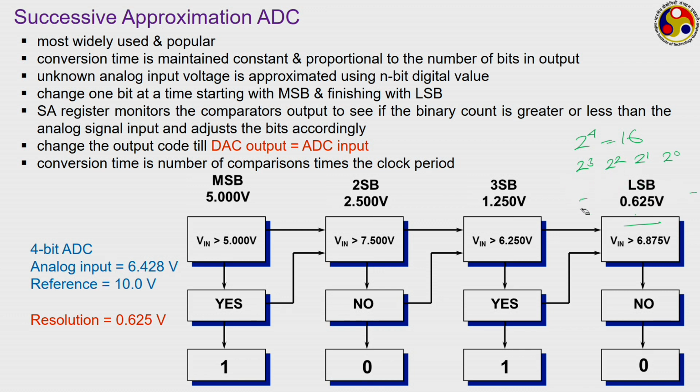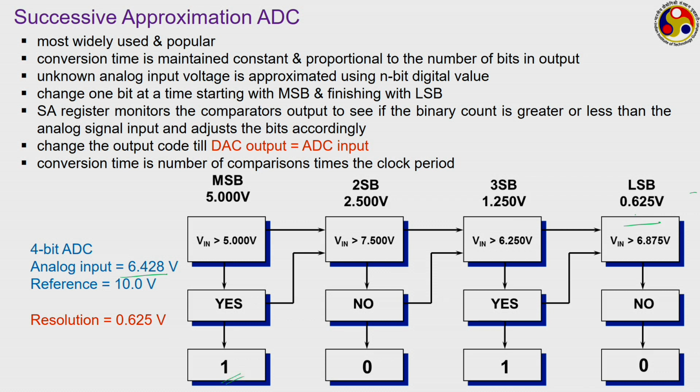Here the analog input that we are trying to convert is this. So, we start from the most significant bit. The register of the instrument initially sets the MSB to 1 and the others to 0. So, when it is 1, we are getting 5 volt, and the comparator checks whether the input is greater than 5 volt or not. In this case it is greater, so this 1 is retained.